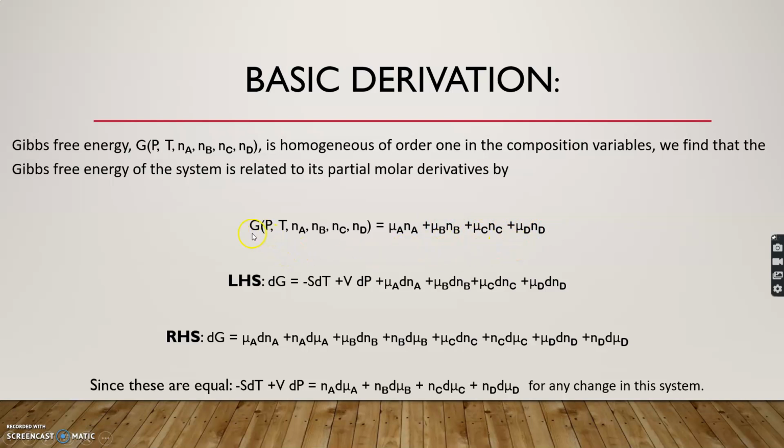Now let us take the derivative of the left hand side. We know from the fundamental equation that dG is equal to minus S dT plus V dP, plus, considering the components, mu A dNa plus mu B dNb plus mu C dNc plus mu D dNd. This we have already arrived at in our previous lecture.